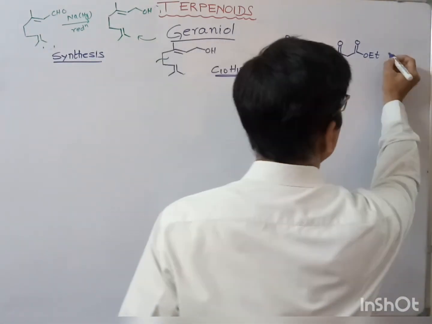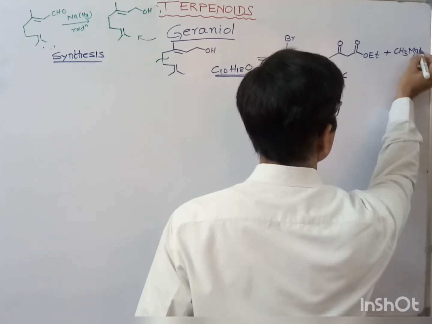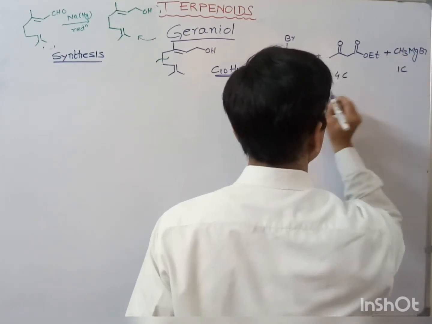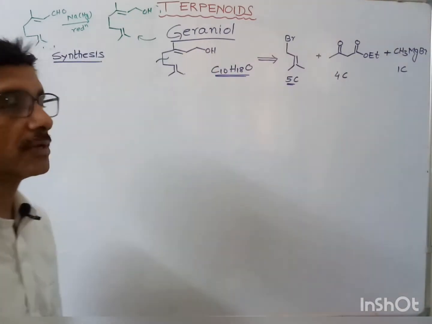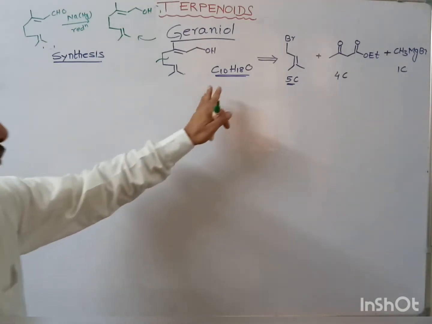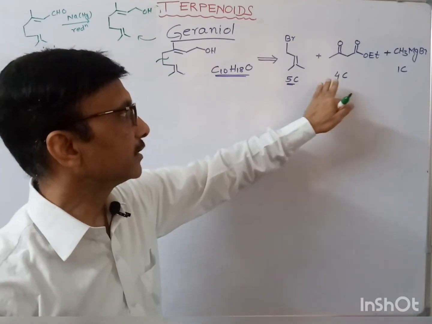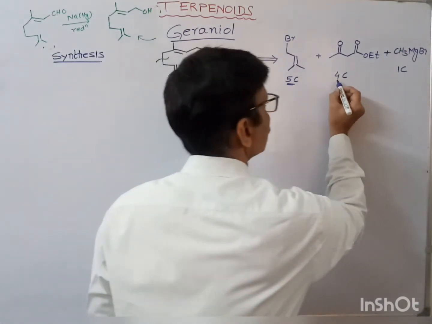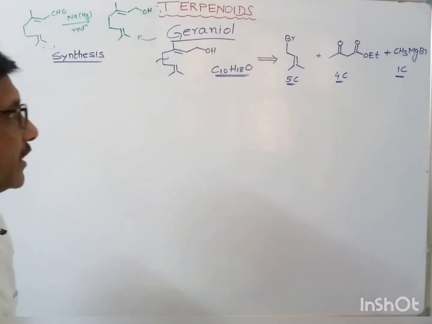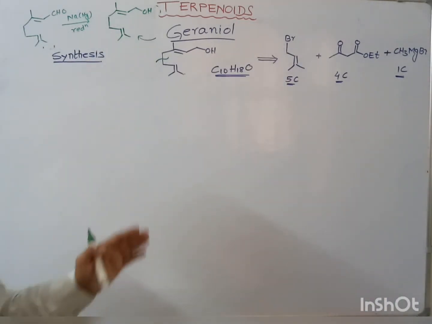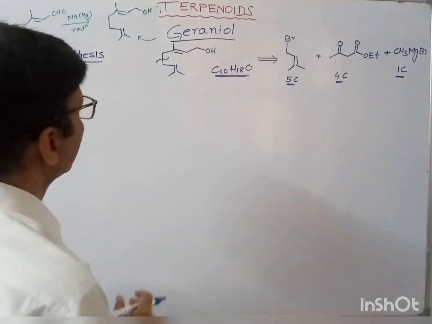And the third reactant molecule that we may take is CH3MgBr. This is a 1 carbon compound. So we should have 10 carbon atoms. So for this 10 carbon atoms, this is one of the reactant molecules that we may take. This is another reactant molecule, ethyl acetoacetate, and this methyl magnesium bromide can be taken as another one. So using these, let's synthesize the geraniol molecule.